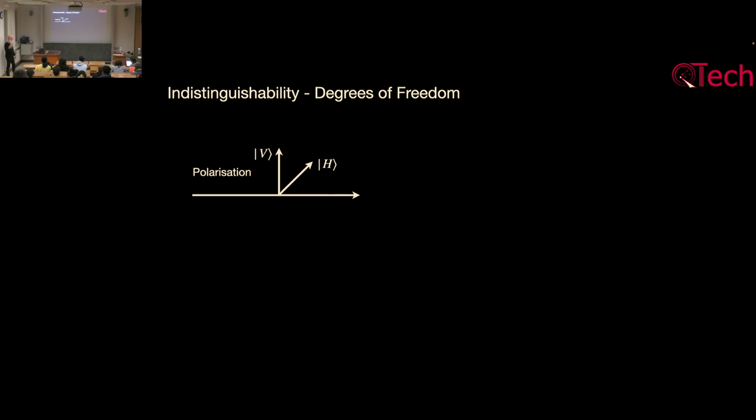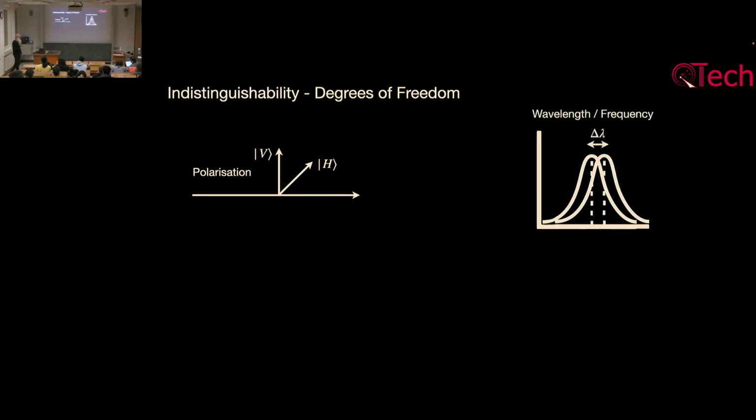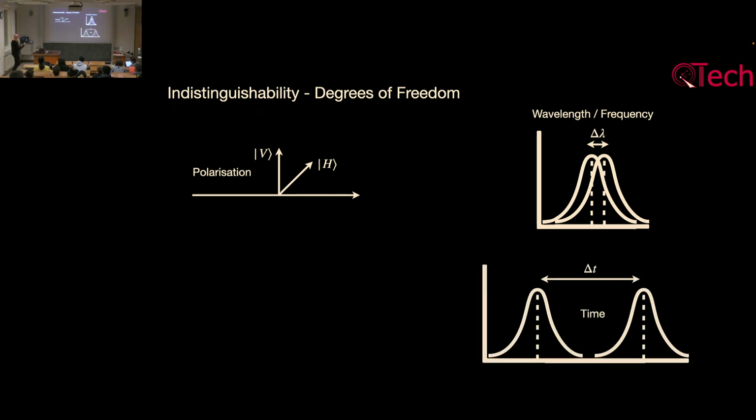But now we want to think about how good is this photon? And so there we need to start thinking about controlling the different degrees of freedom. Is the polarization well defined? Are the wavelengths well defined? Where are the photons in time?